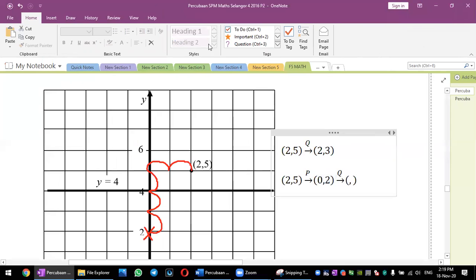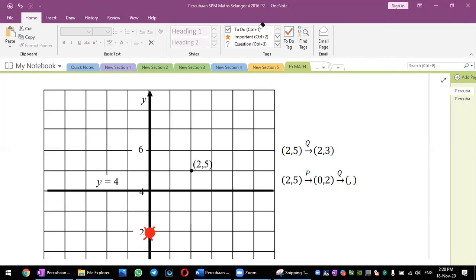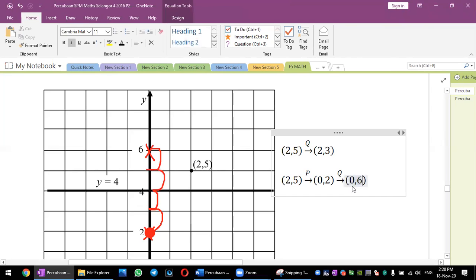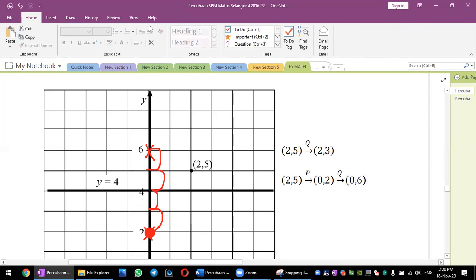And then continue. Jangan kamu terus stop. Continue guna ini. Kita nak buat Q pula. Okay, this one saya padamkan. So reflection. Kamu rasa reflection dia pergi mana? So count from the mirror. 1, 2. 2 steps from the mirror. Then 1, 2. So the answer will be (0, 6). Okay. Pantulan tu macam mirror.